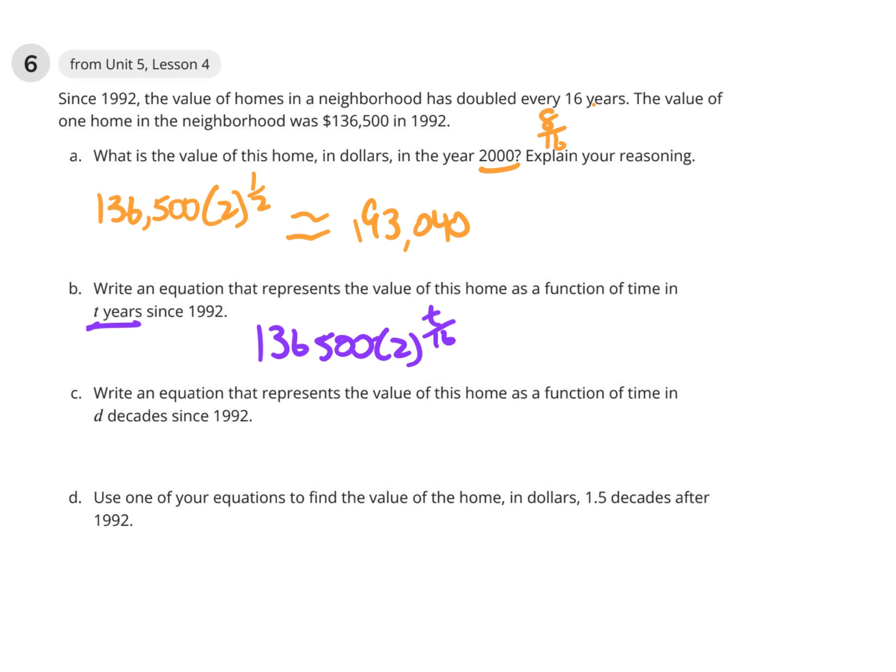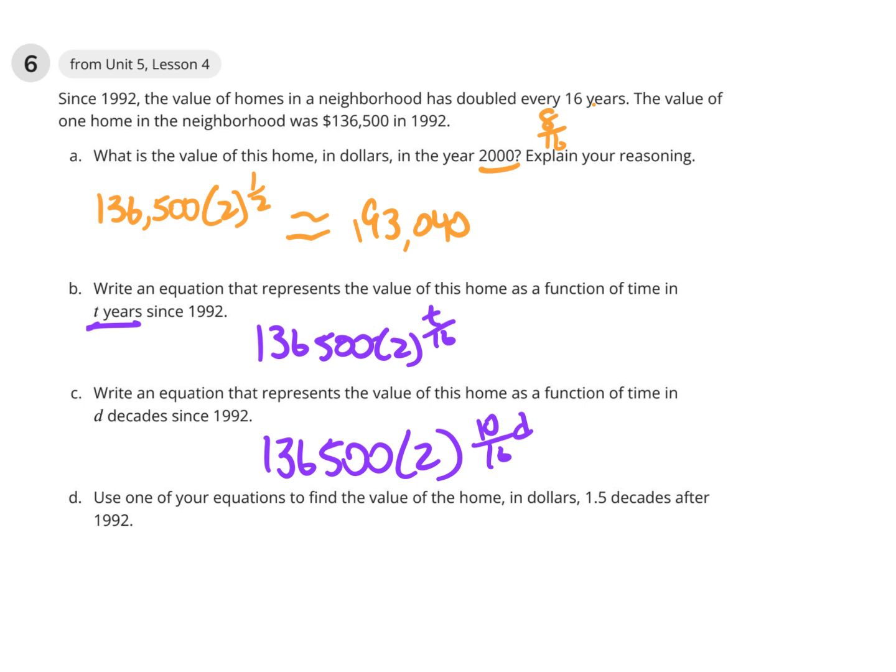Okay, write an equation that represents the value in decades. So 136,500, it doubles 10, and d stands for decade. You need an exponent there to count the number of decades, because if you just put 10, that's only 1 decade.